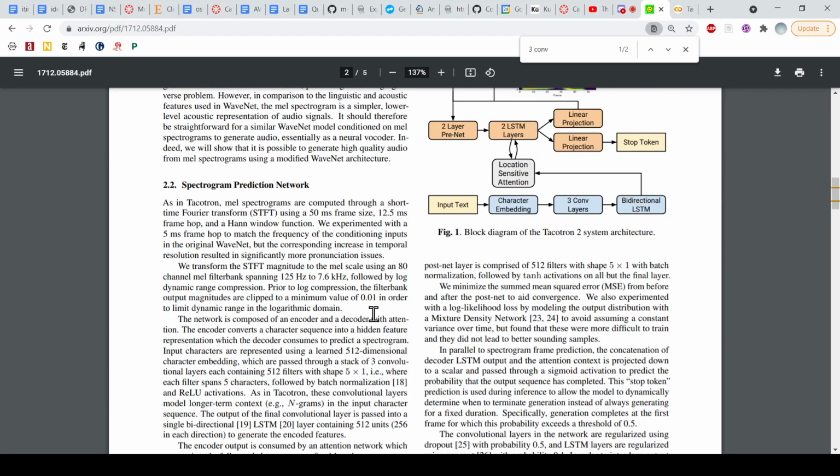Each postnet layer is comprised of 512 filters with shape 5x1, with batch normalization followed by tanh activations on all but the final layer. I don't know how to pronounce it; I use tanh activation all the time, but have no idea how to pronounce it. We minimize the summed mean squared error from before and after the postnet to aid convergence. We also experimented with a log likelihood loss by using a mixture density network to avoid assuming a constant variance over time, but found that these were more difficult to train and they did not lead to better sound samples.